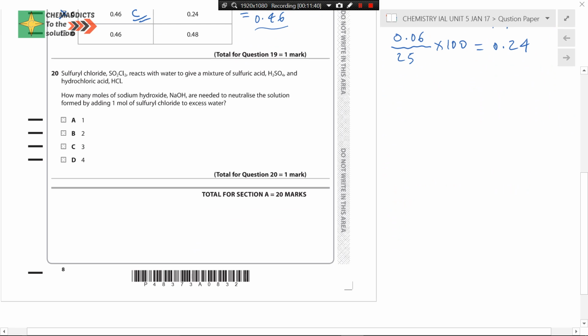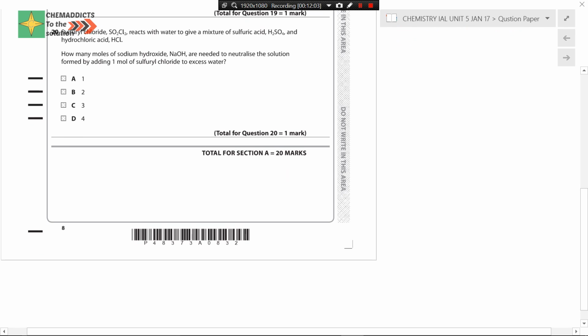So let's solve question number 20. Sulfuryl chloride reacts with water to give a mixture of sulfuric acid and hydrochloric acid. How many moles of sodium hydroxide are needed to neutralize the solution formed by adding 1 mole of sulfuryl chloride to excess water? Okay.